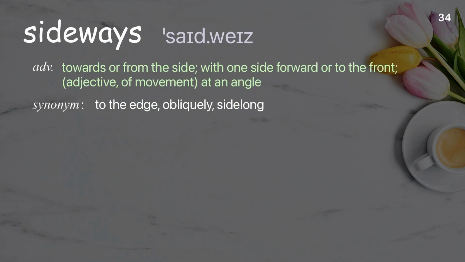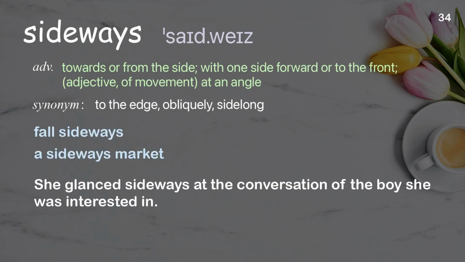Sideways. Towards or from the side, with one side forward or to the front. Adjective, of movement, at an angle. Examples: Fall sideways. A sideways market. She glanced sideways at the boy she was interested in.